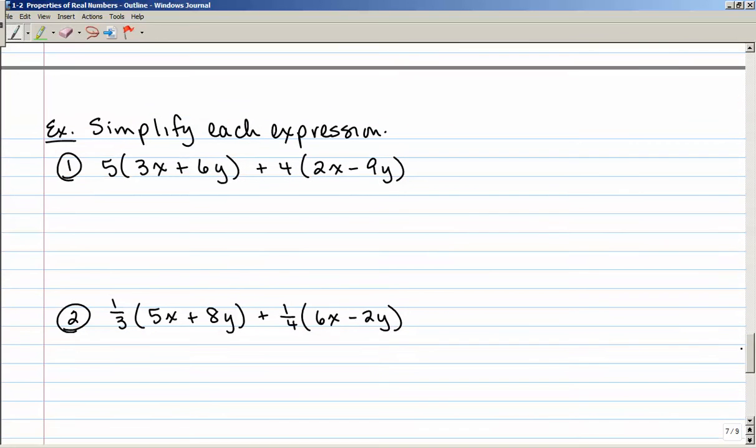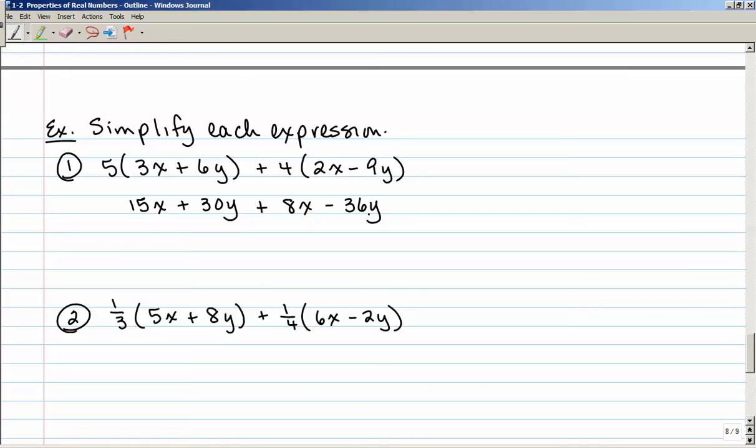And last couple examples here. Let's simplify each one of these. So it looks like I'm going to have to use the distributive property here. That's going to be my first step. So distributing the 5, this is going to give me 15x. And distributing the 5 again, that's going to give me 30y. Distributing the 4, I'll have 8x. Distributing the 4 again, negative 36y.